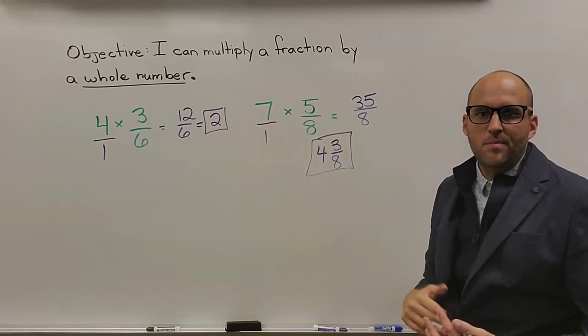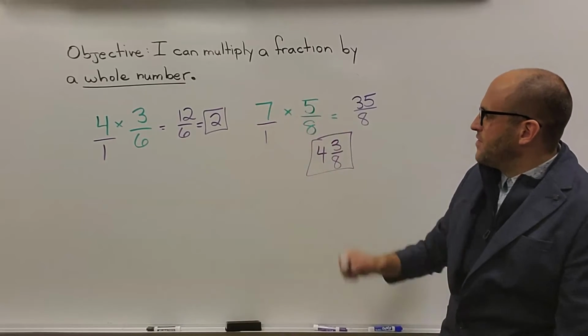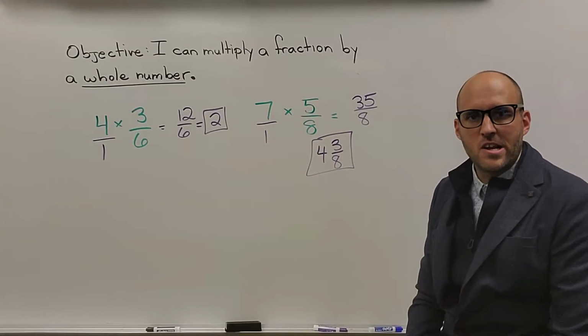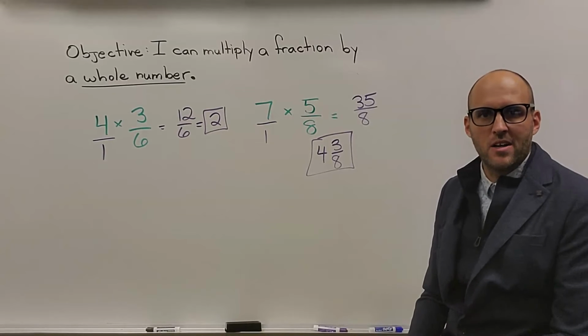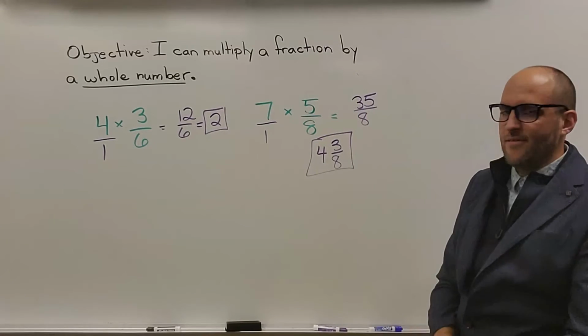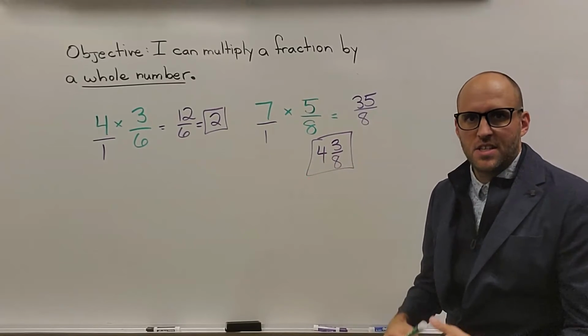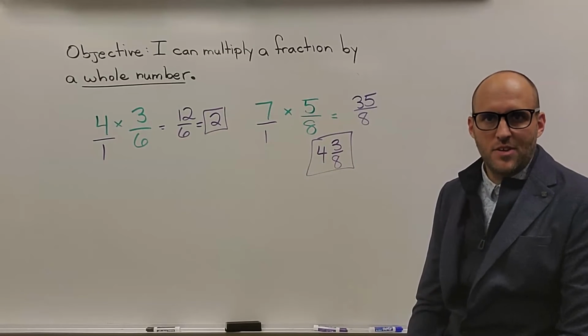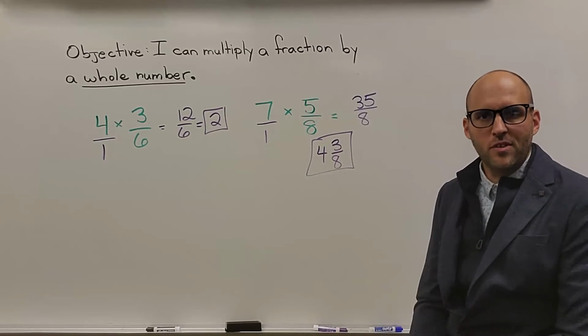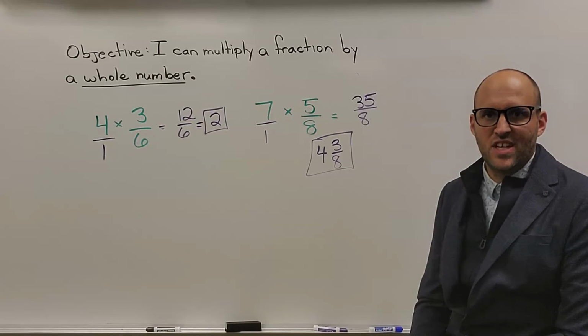The second problem, more traditional. 7 times 5 eighths. Again, remember, put that 1 in your denominator, multiply the numerators and denominators, you get 35 over 8, and when you make it into a mixed number, you get 4 3/8. No simplifying required for either problem. Let's do 2 more questions before we conclude today's video.